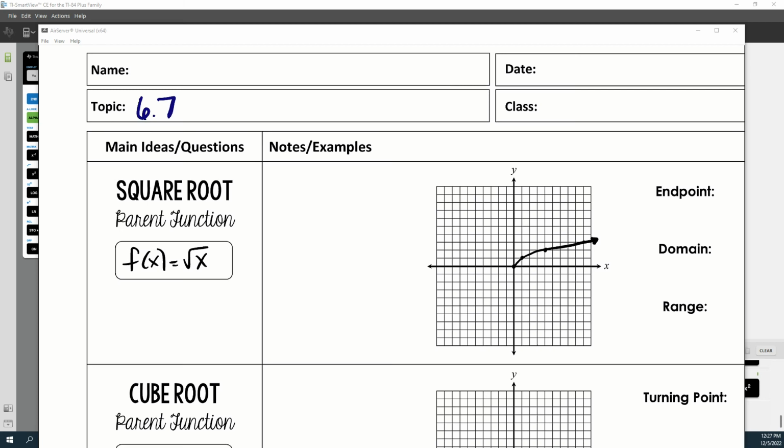So this last lesson in Unit 6 that we're going to do is over graphs. So, radical graphs.